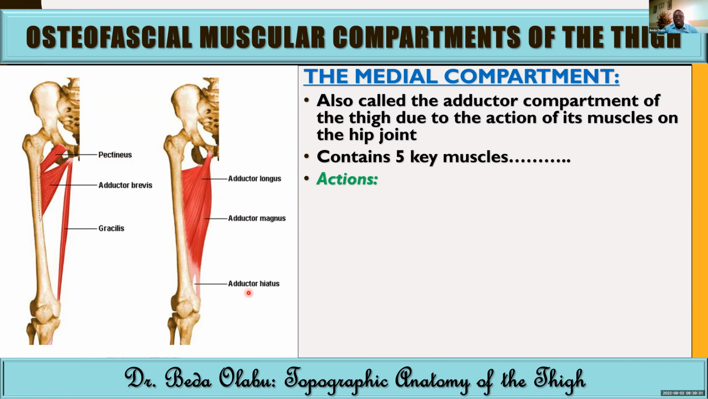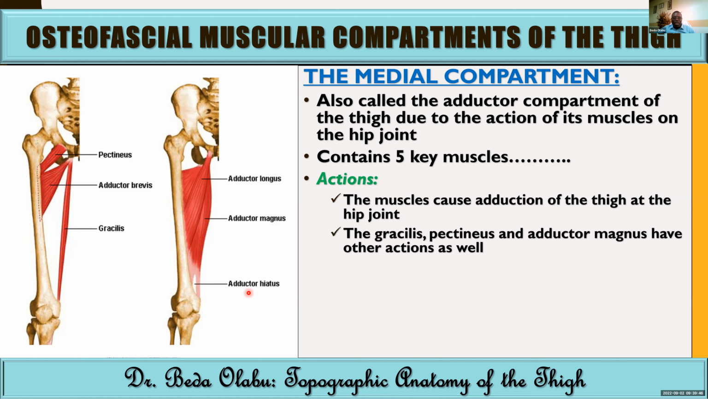What are the actions of these muscles? So as the name suggests, the muscles of the medial compartment will cause adduction at the hip joint. So they adduct the thigh at the hip joint. Other than that, there are some muscles with other actions as well. For example, gracilis, apart from adducting the hip joint, may also cause flexion at the knee joint based on its orientation. It may also cause medial rotation of the knee joint, especially of a flexed knee.